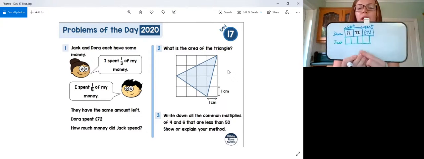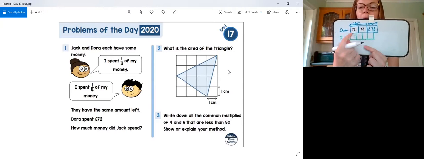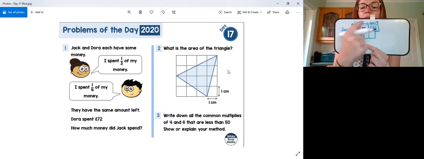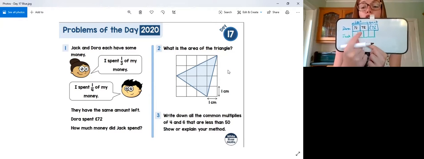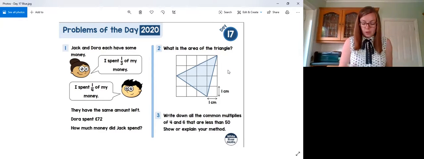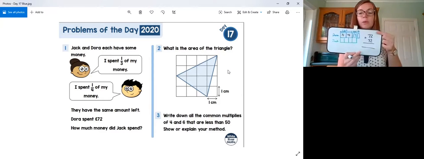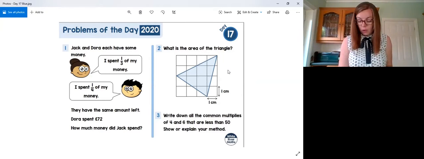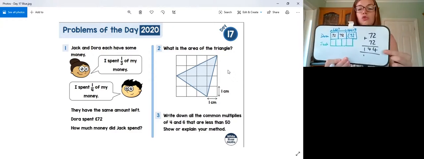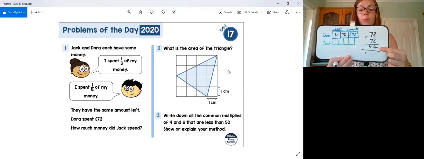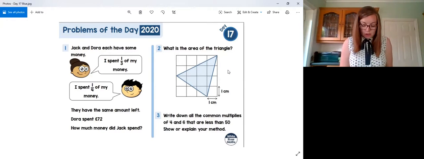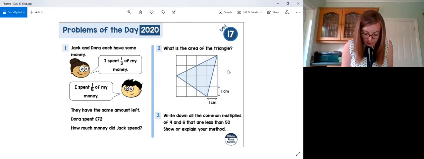So now we've labelled them up, we can work out how much money Dora had left by doing 72 plus 72, or 2 times 72. So if it's easier, we can do that in column addition. And I'm going to start with my ones column. 2 plus 2 is 4. 7 plus 7 is 14. So Dora has £144 left. So Jack also has £144 left.